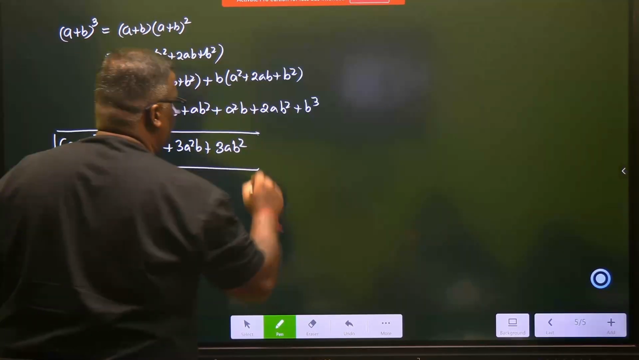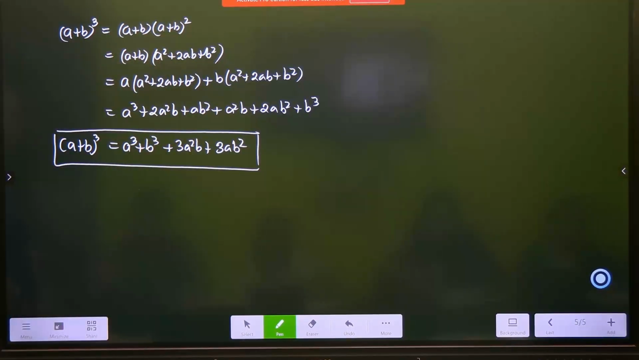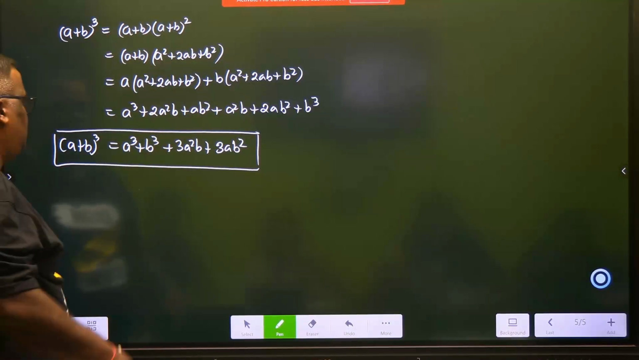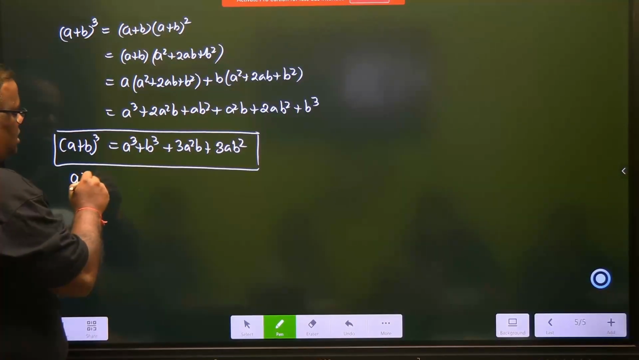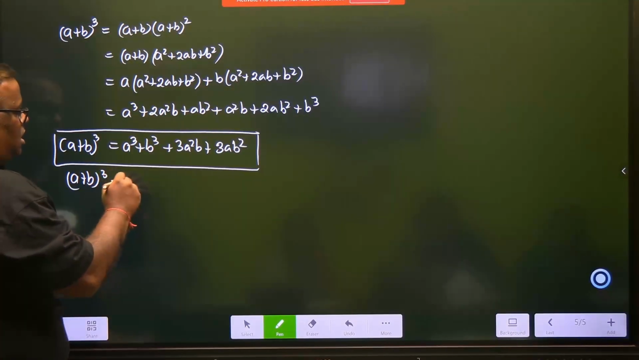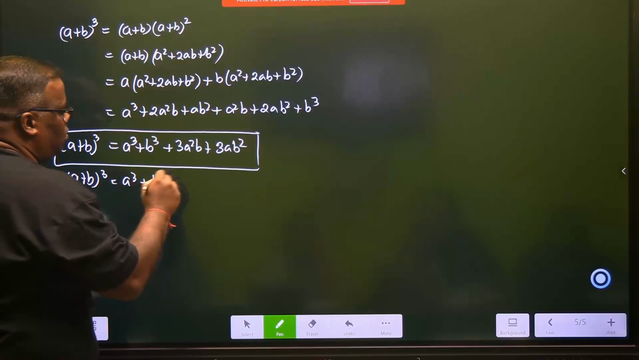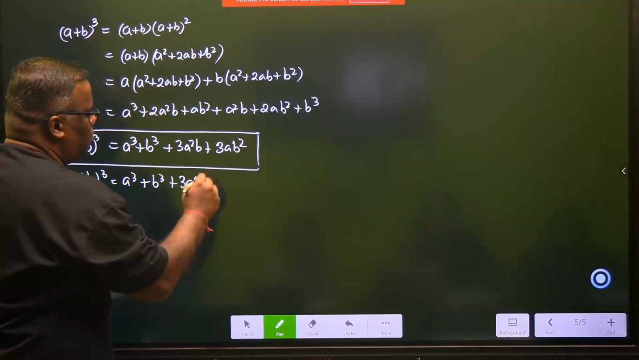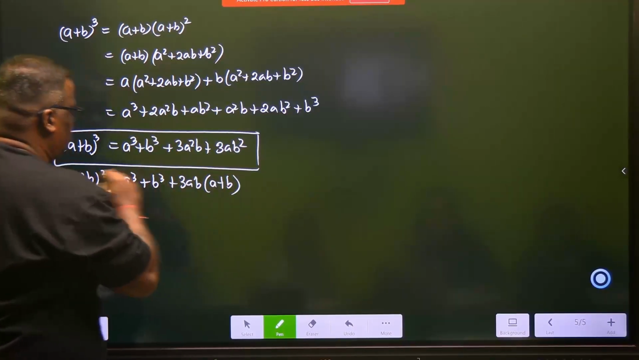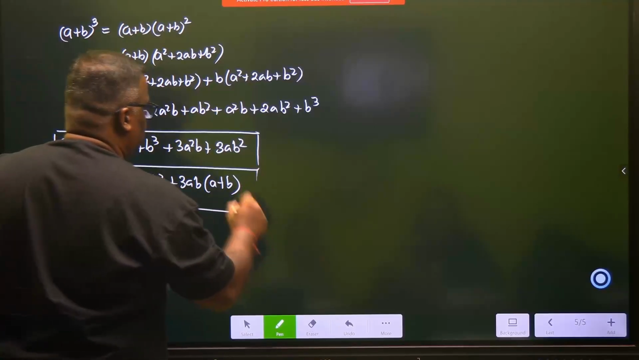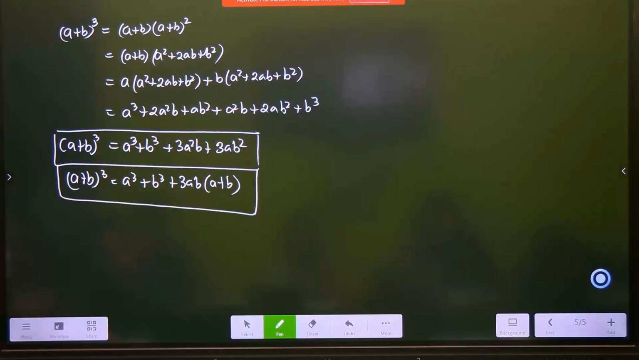for a plus b whole cube, right? In many books this will also be written as a plus b whole cube is a cube plus b cube plus 3ab into a plus b. That's also the same. In this case we have just taken 3ab as common from these two terms, and you get a plus b.